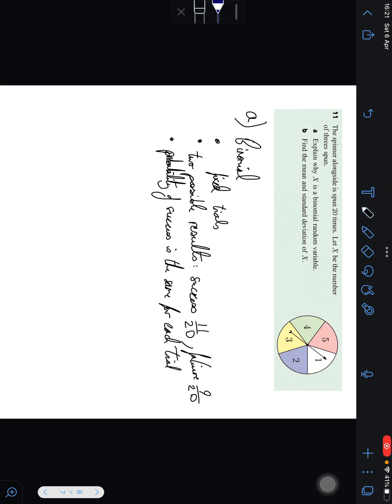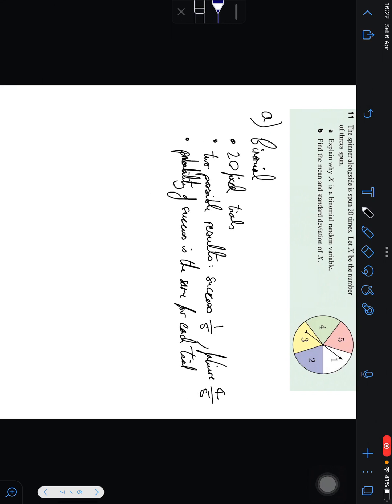So we've got 20 fixed trials. What's the probability of success? In our case, it's 1 over 5. And failure is 4 over 5. And we know those are the only outcomes because they add up to 1. And then the probability of success is the same for each trial. Boom. We probably don't need to put all of that down. But I think, as I was saying, first 2 bullet points are pretty key.